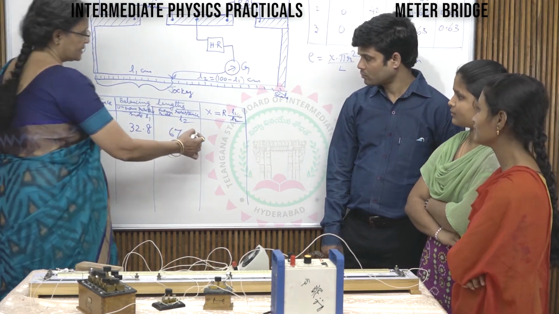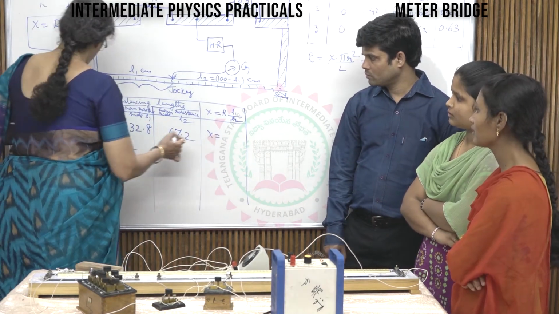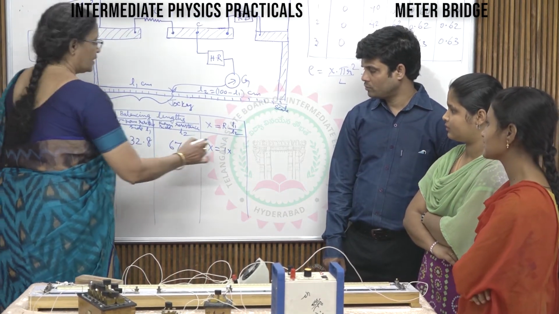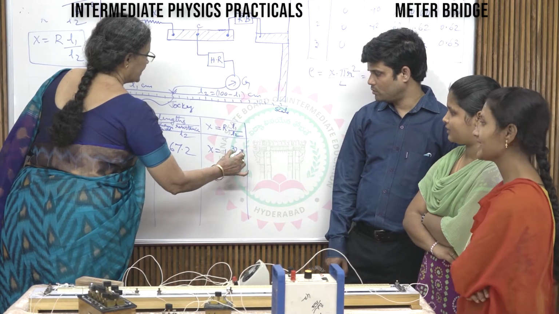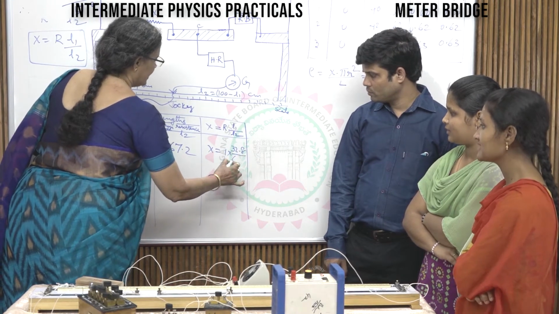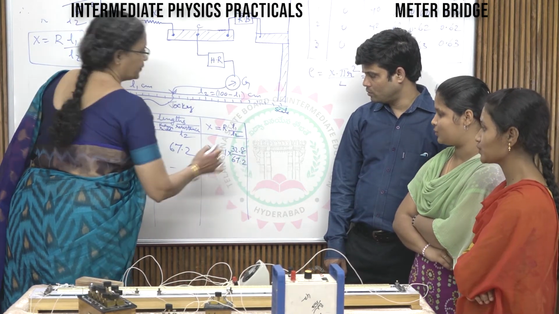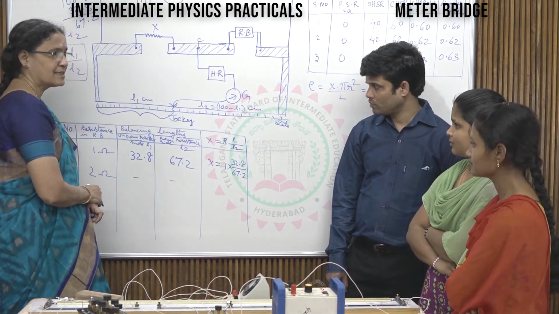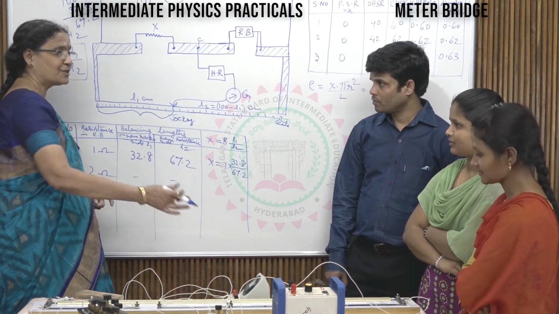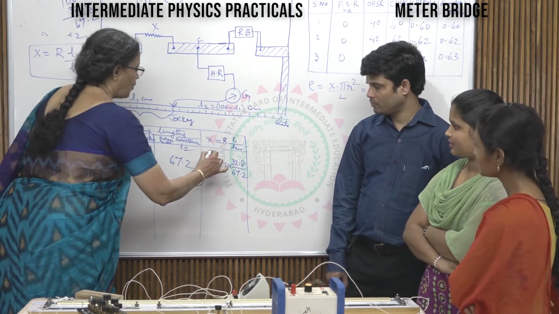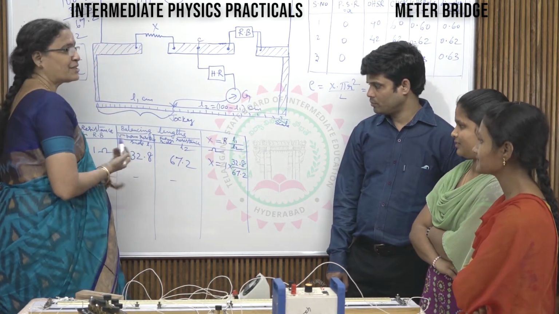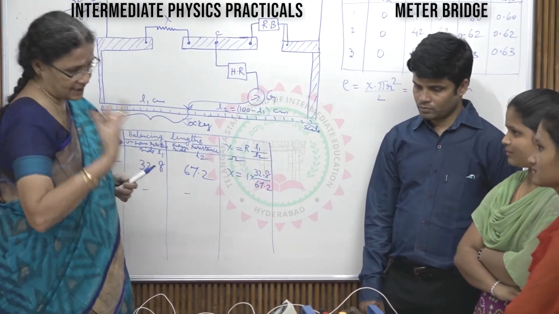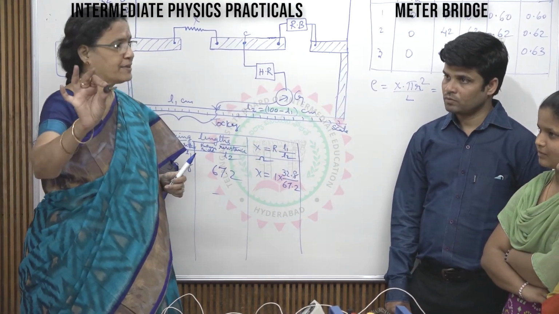Now, what is X equal to? X is equal to 1 ohm into L1 divided by L2, that is 32.8 divided by 67.2. What is the unit of X? It is resistance, no? So what is its unit? Ohms. So, like that. Now, for the next reading, keep these 2 open, 3 ohms.